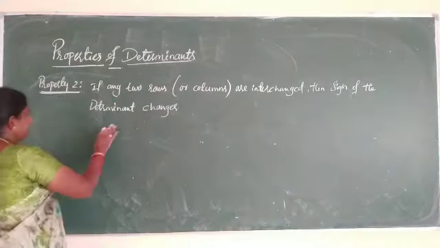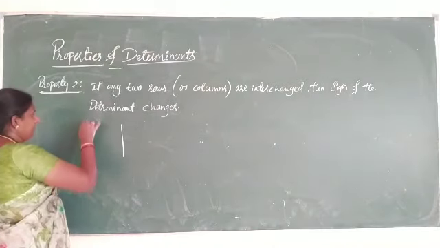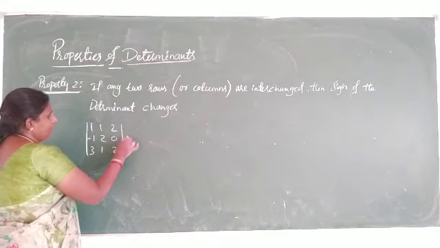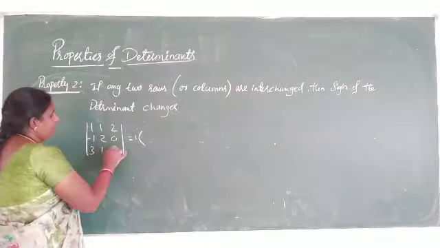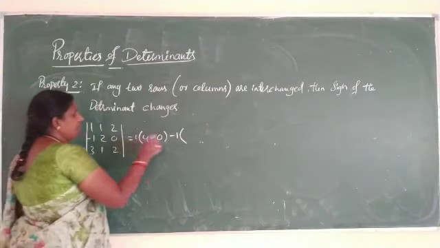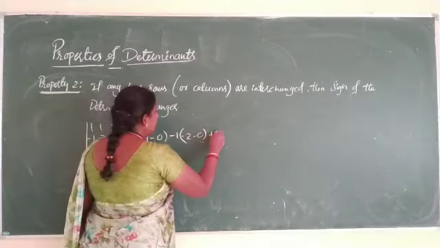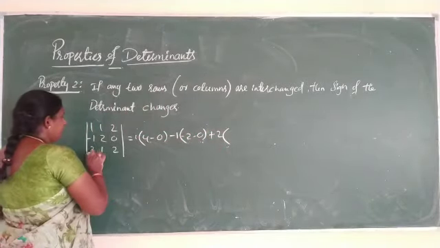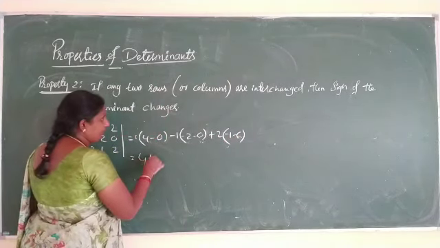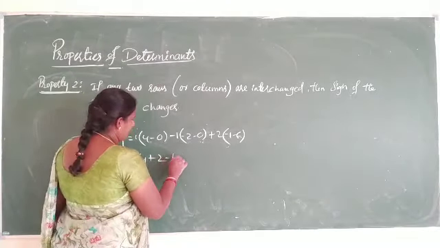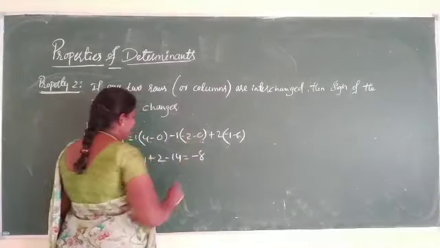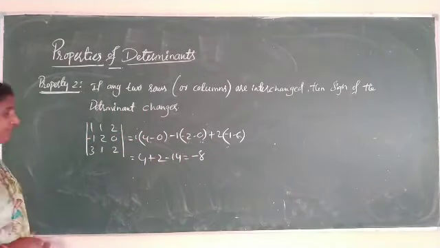See here, take one determinant. Find its determinant value. 1 into 4 minus 0, minus 1 into, this row and column cancel, minus 2 minus 0, plus 2 into minus 1 minus 6. Then it is 4 plus 2 minus 14. Okay, so it is minus 8.